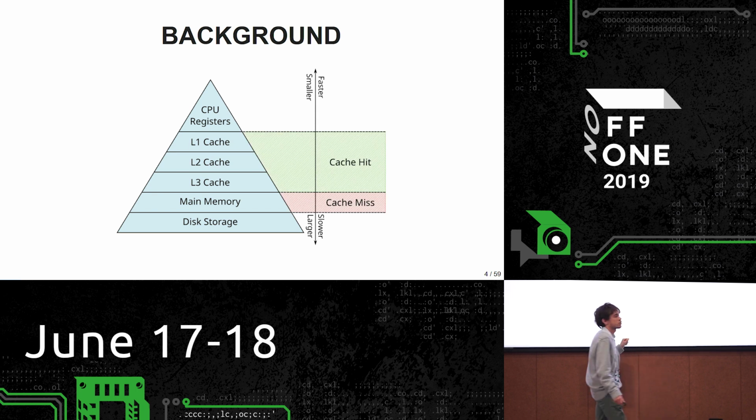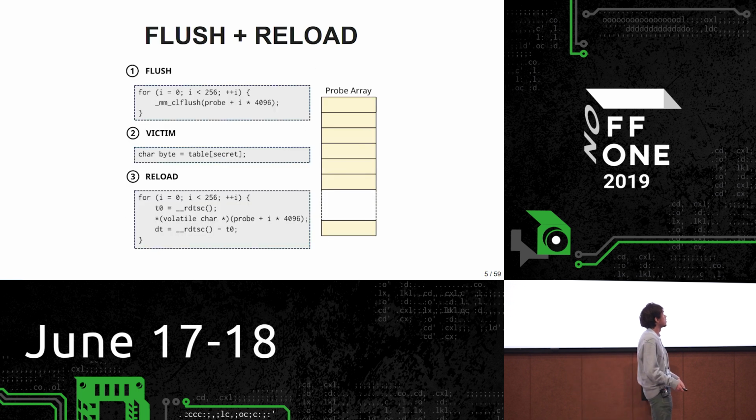A very specific terminology in cache attacks is cache misses and cache hits. If you miss on a memory load, it's called a cache miss. If it's in one of the caches, it's called a cache hit. And it's exactly this timing difference that we're going to use for cache attacks. So what does a cache attack look like? For this presentation, I'm going to talk about Flush+Reload. You have three stages: the flush part, the victim, and reload.